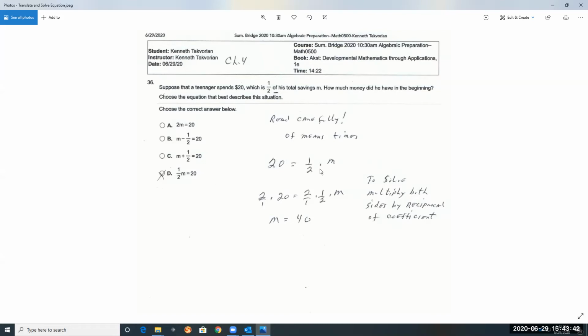Now to solve this equation, since the coefficient of M is a fraction, 1/2, we multiply both sides of the equation by the reciprocal of 1/2, which is 2/1. Doing that on the left side, 2/1 times 20 is 40. On the right-hand side, 2/1 times 1/2, they cancel, giving me the value M.